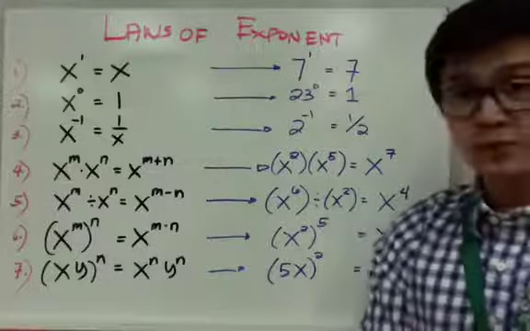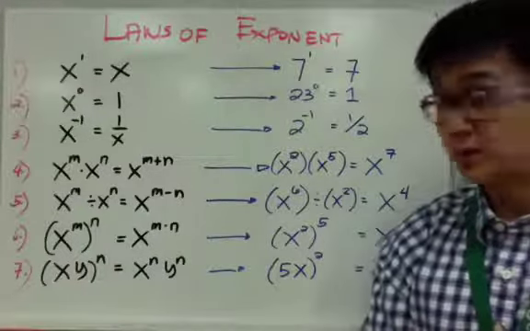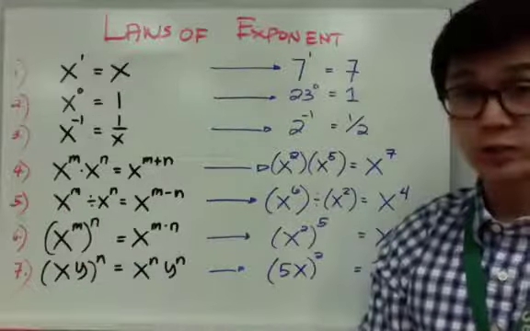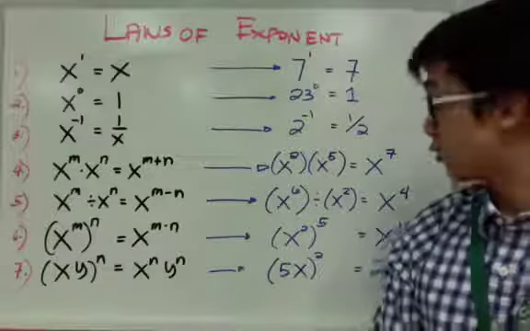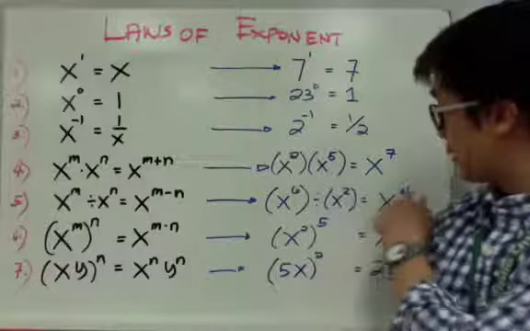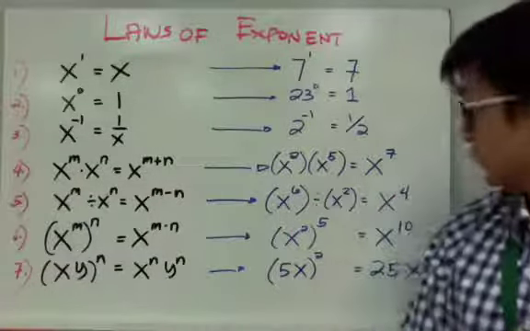So, number 5 naman is division ng expression with an exponent. So, kung meron kang x raised to m divided by x raised to n, all you have to do is to subtract m by n. So, kung meron kang x raised to 6 divided by x squared, 6 minus 2 is 4. So, it's x raised to 4.